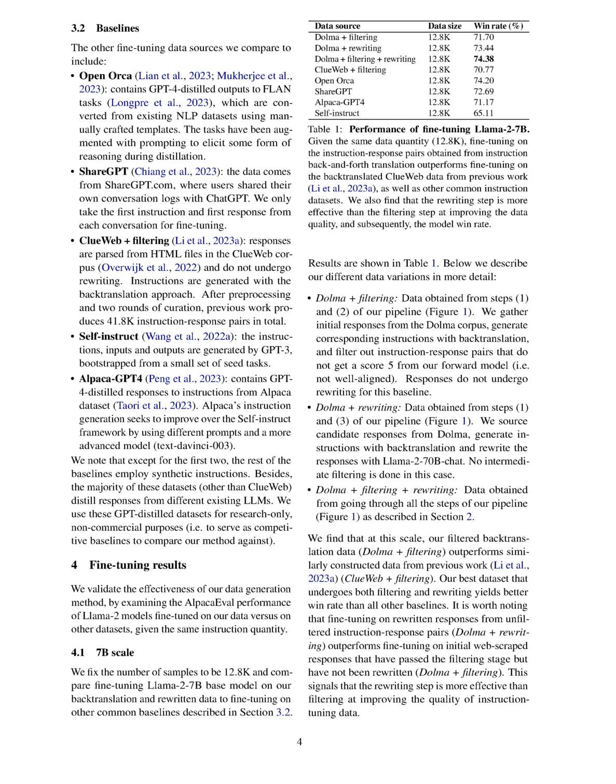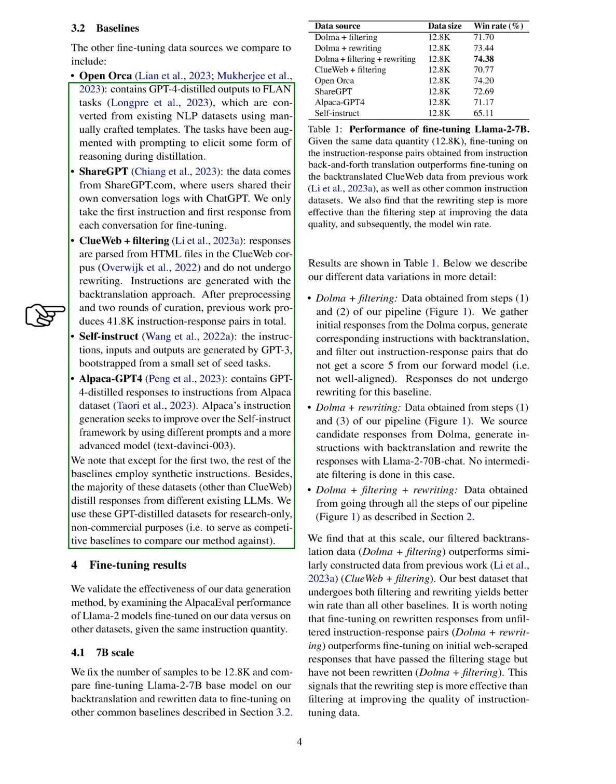Section summary. In this section, we address the limitations of previous methods by utilizing the DOLMA open source corpus for initial web-scraped responses, which eliminates data access restrictions and preprocessing challenges. We enhance the quality of these responses through a rewriting process using the Llama 2-70B chat model, demonstrating that this approach is more effective than filtering alone, while also detailing our experimental setup and evaluation against various baselines.